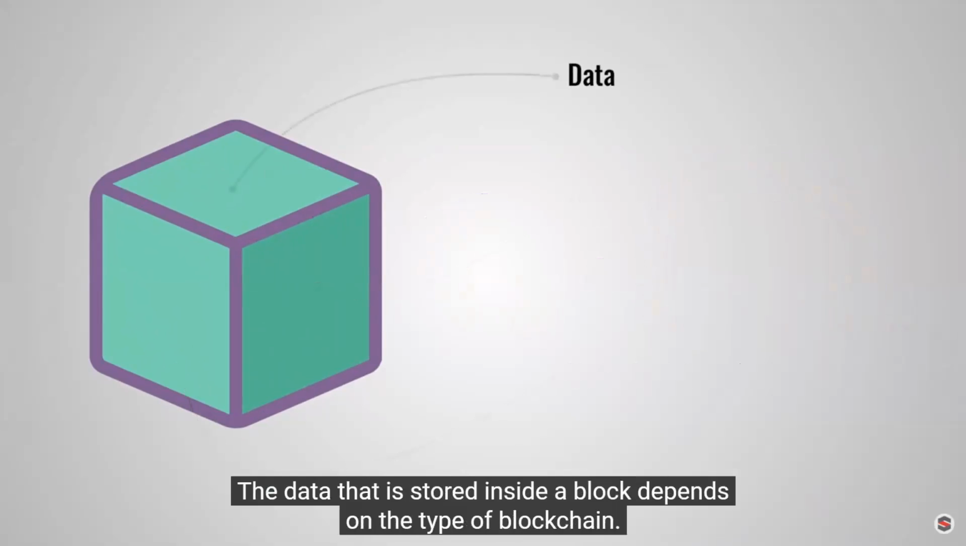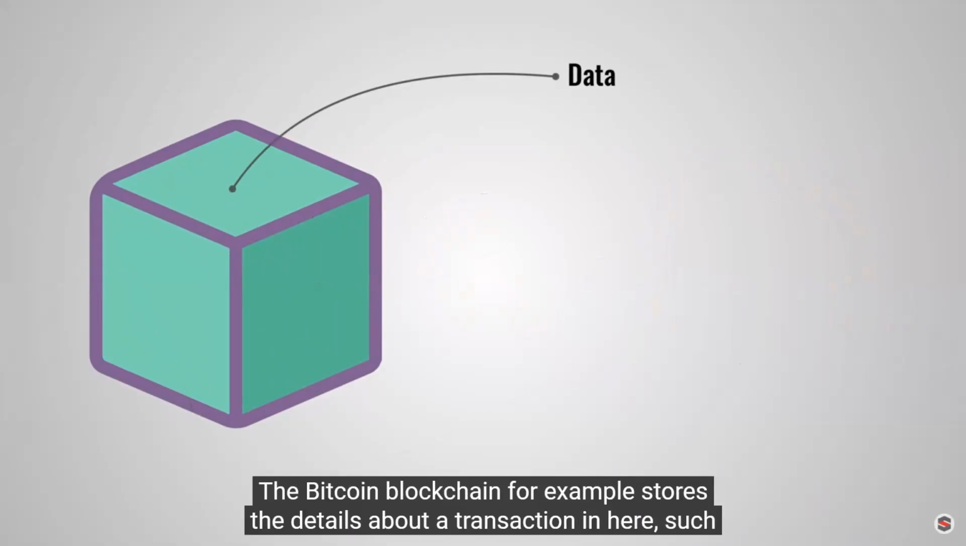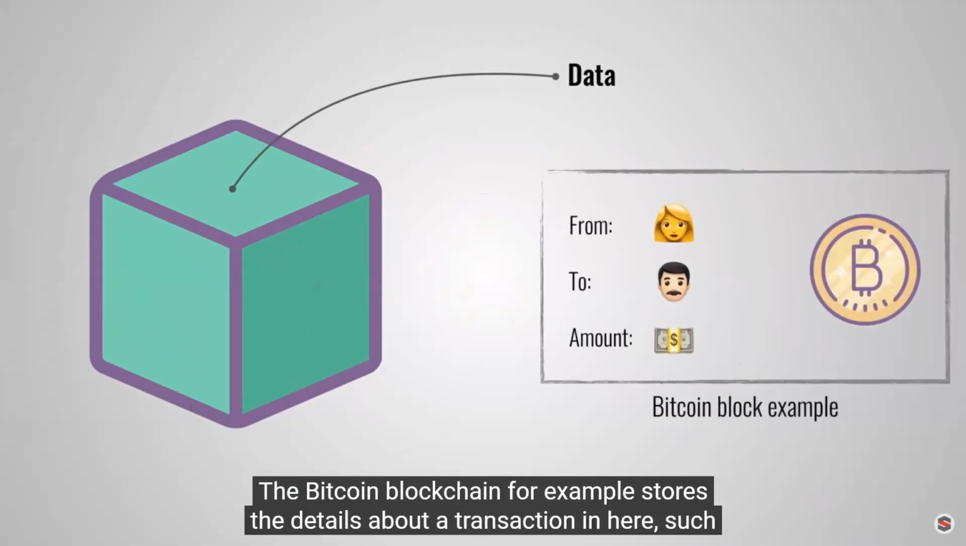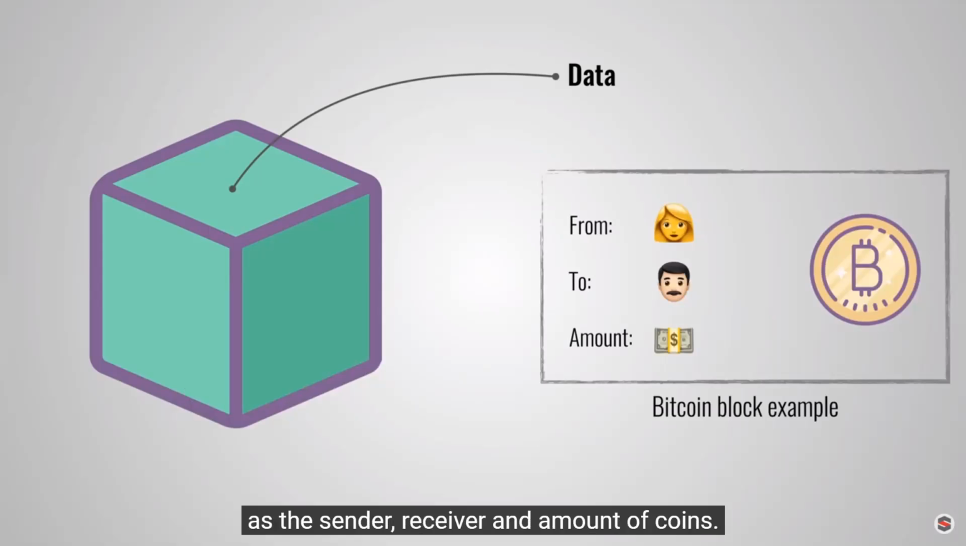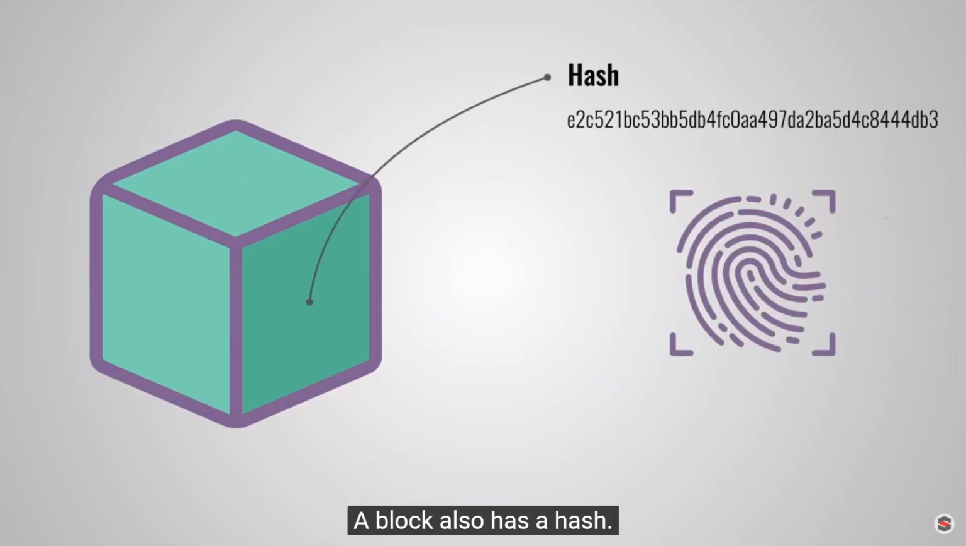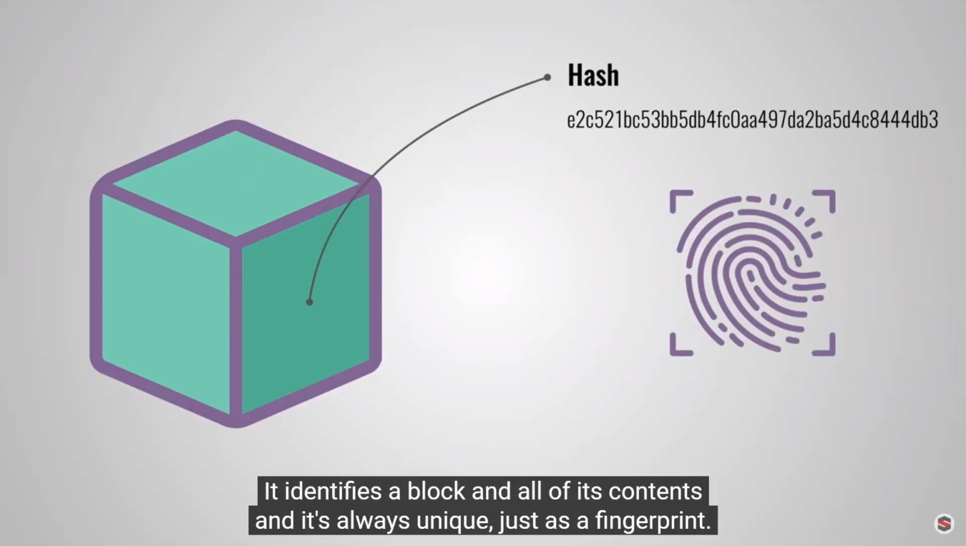The data that is stored inside a block depends on the type of blockchain. The Bitcoin blockchain, for example, stores the details about a transaction, such as the sender, receiver, and the amount of coins. A block also has a hash. You can compare a hash to a fingerprint. It identifies a block and all of its contents, and it's always unique, just as a fingerprint.